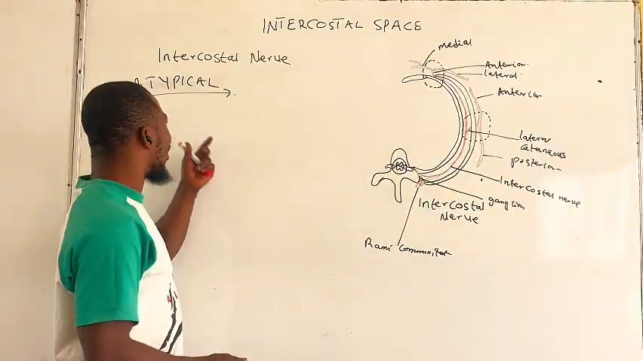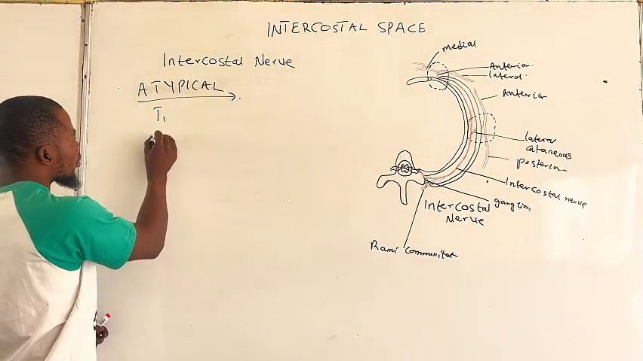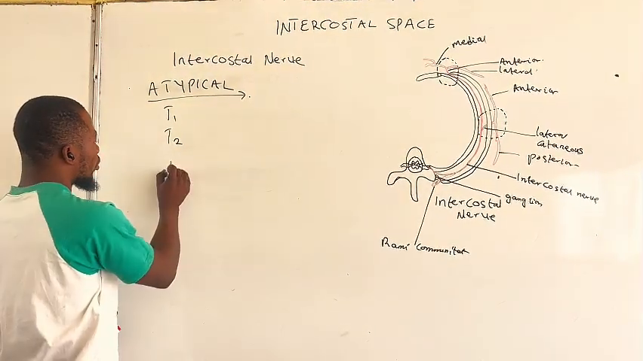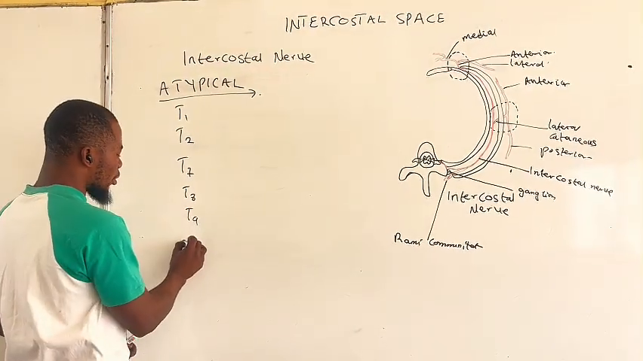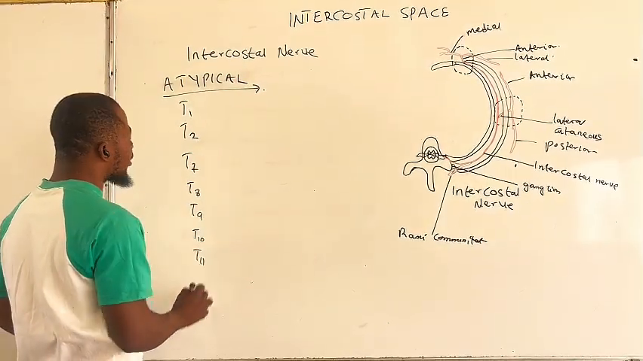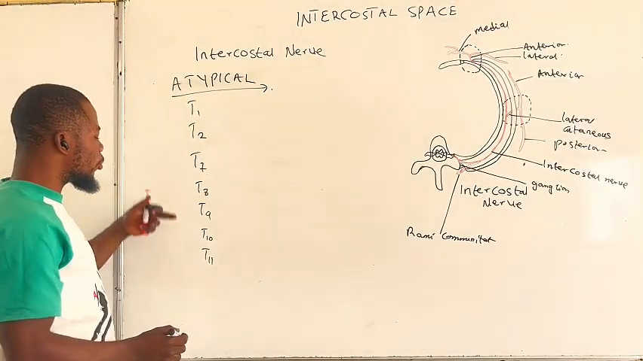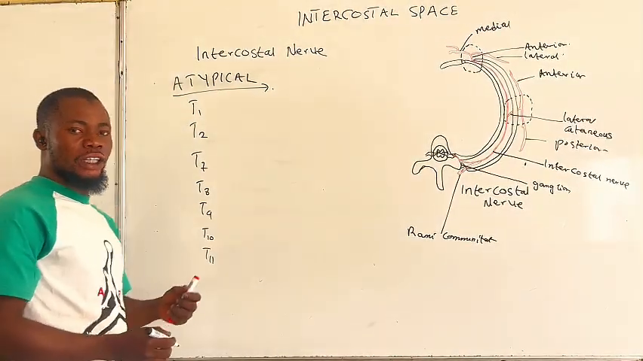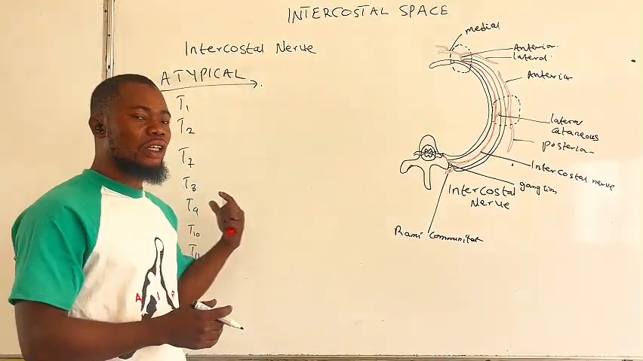The atypical intercostal nerves are T1, T2, T7, T8, T9, T10, and T11. All the anterior rami of T1, T2, and T7 to T11 are the atypical intercostal nerves because they supply other regions in addition to the thoracic wall.